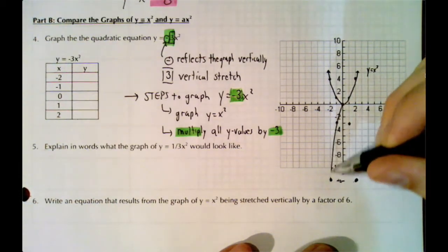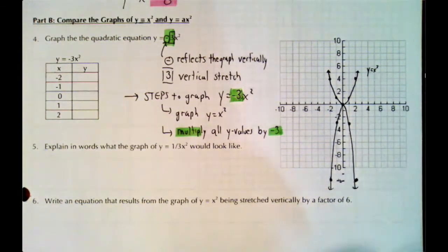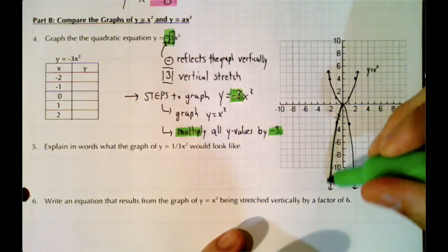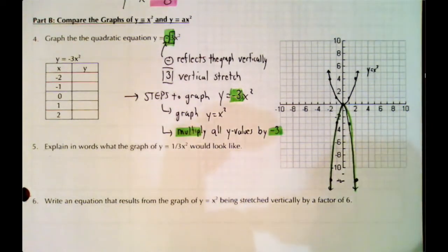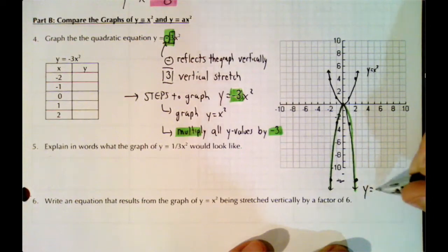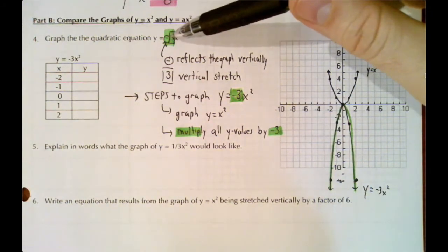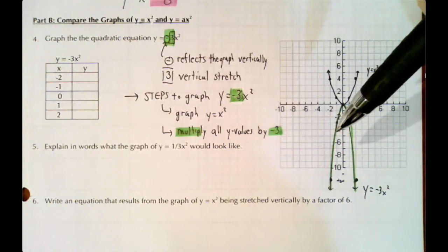And there we go. We have an upside down parabola that's really narrow because it's been stretched. It's 3 times steeper. And there's our y equals negative 3x squared. So if we have a number in front of x squared multiplying, we take all of the y values of the original and multiply them by negative 3.